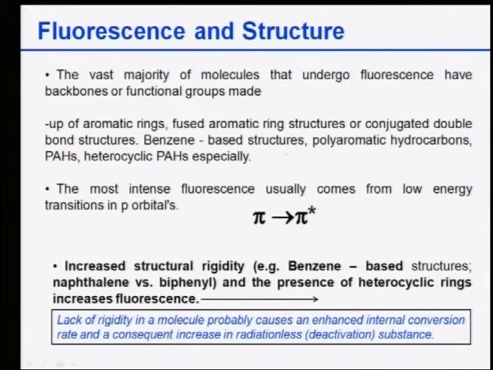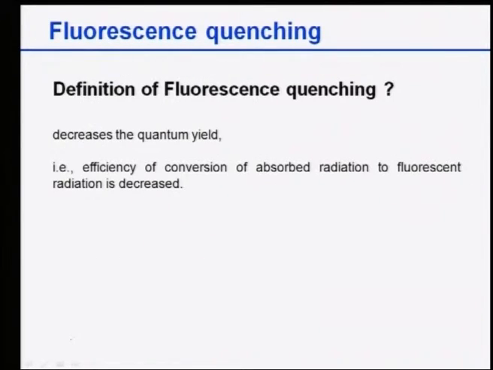To talk more about structures, the vast majority of molecules, as I said, have this kind of structure and transition can happen. Most importantly, increased structural rigidity, that is benzene-type structures, and the presence of heterocyclic rings can also lead to increased fluorescence. Lack of rigidity in a molecule probably causes an enhanced internal conversion rate and a consequent increase in radiationless deactivation, which is still not widely accepted, but normally this is what is believed in the literature.